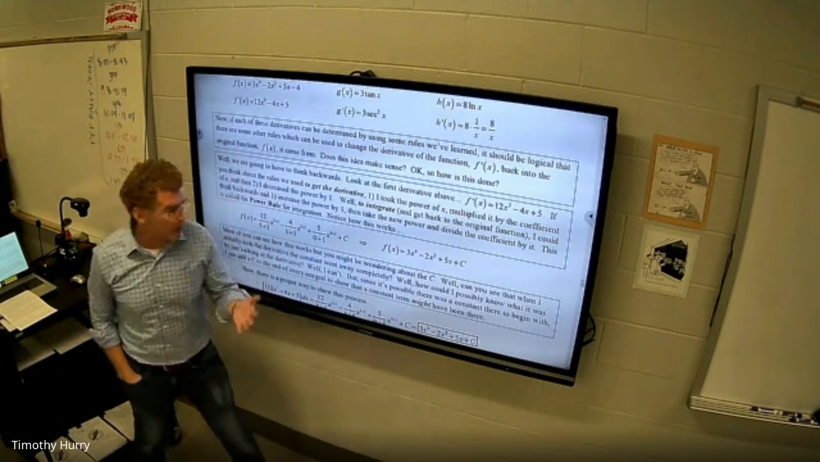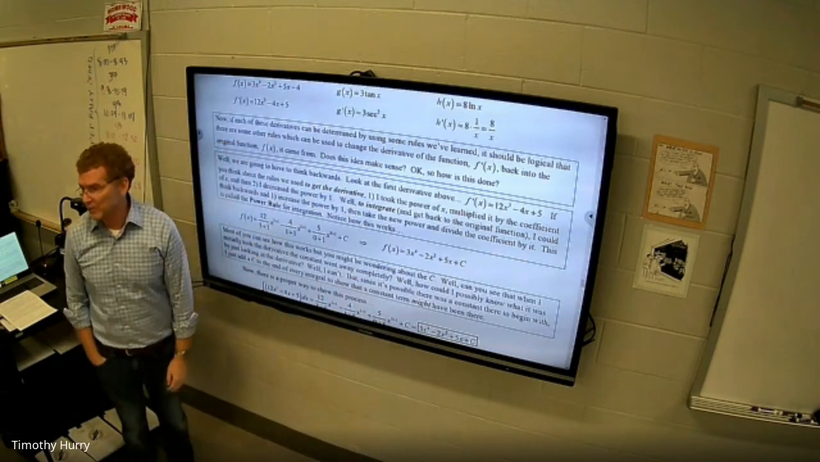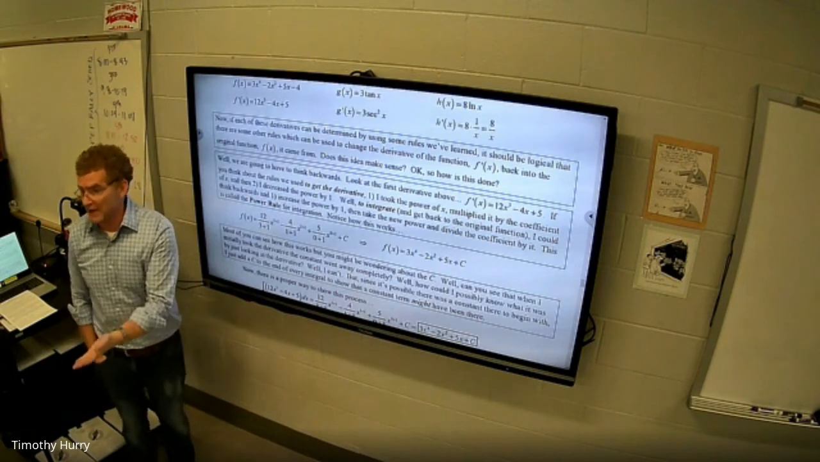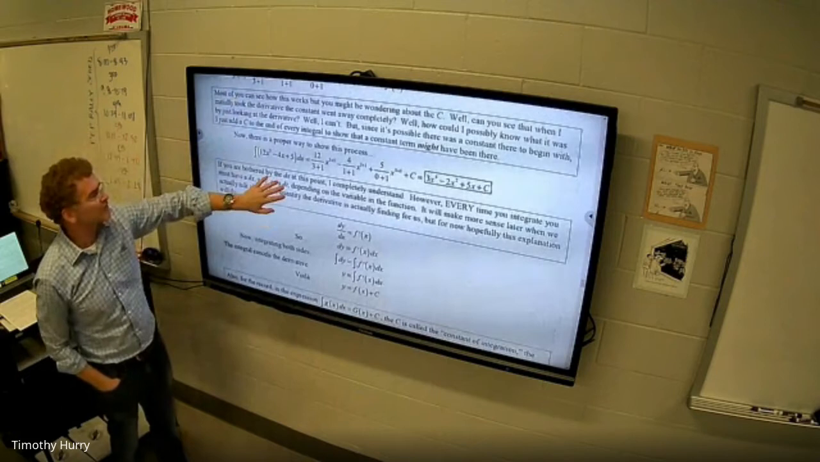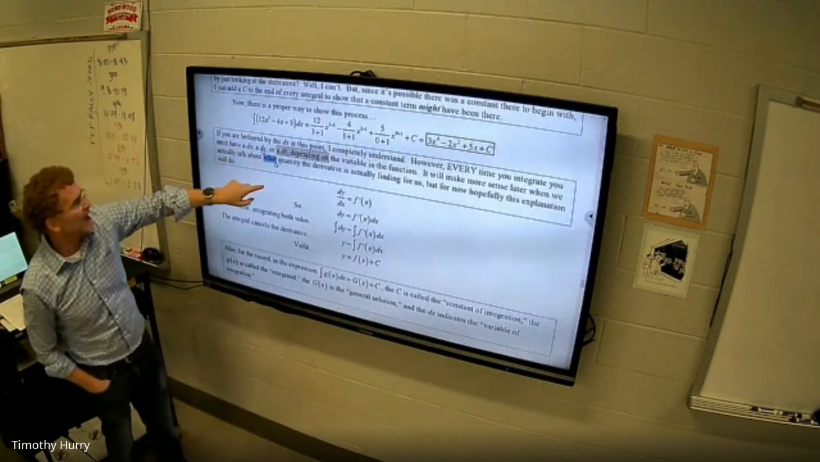And when you have a polynomial, you're going to be applying the power rule. And that's what we're going to be focusing a lot on today. But there's other things too that we could do. So this is how it will look for you right here when I ask you to find an integral.